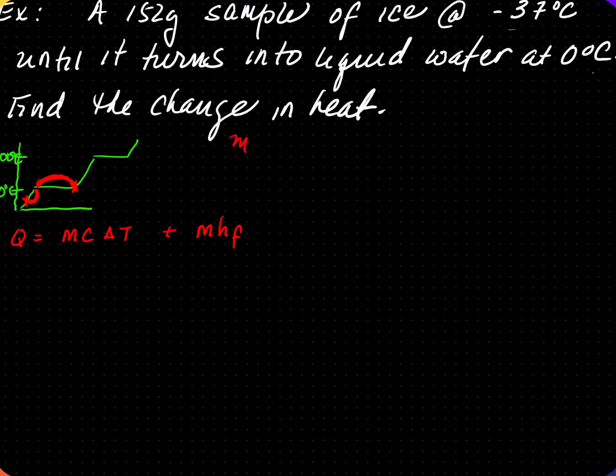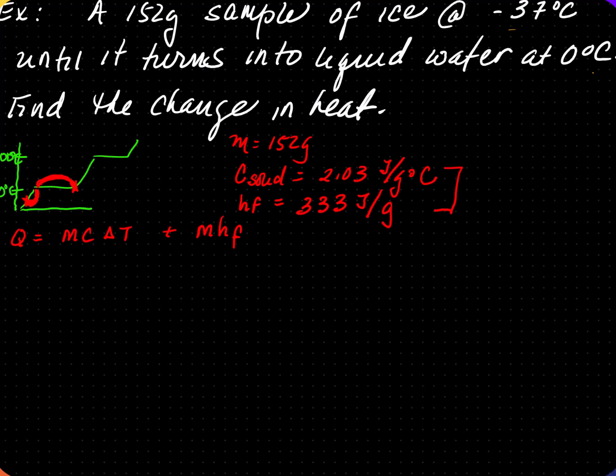So here we know that the mass is 152 grams. Since the substance is at solid ice, we use the C of ice, or C of the solid ice, which is 2.03 joules per gram degrees Celsius. We also need HF. HF is also a constant, which is 333 joules per gram. If you notice, these numbers are slightly different from the table that I provided in class. It will also be different from the table that is in your textbook. All the constants will be given to you unless you have to solve for it.